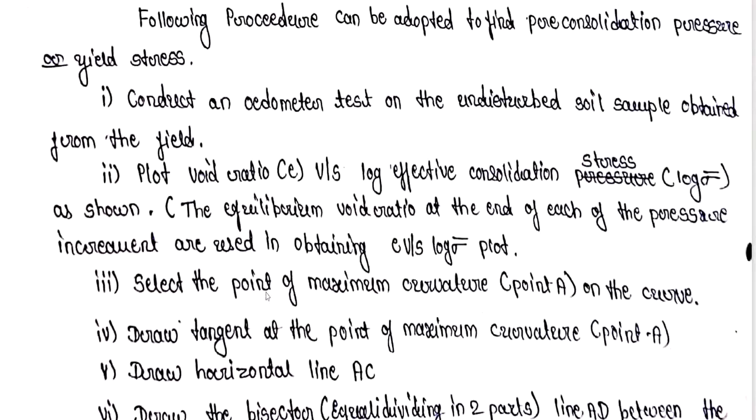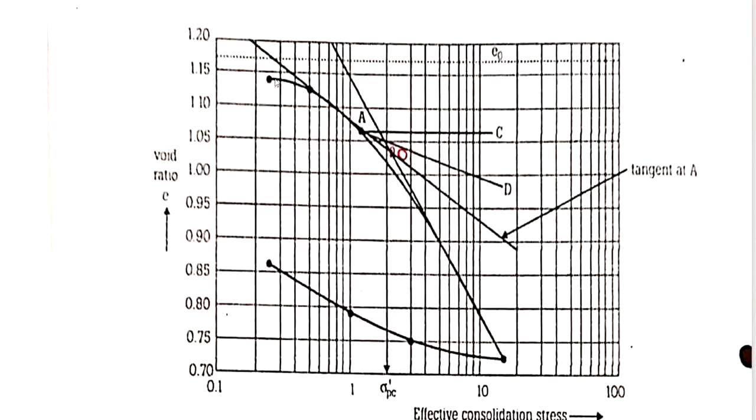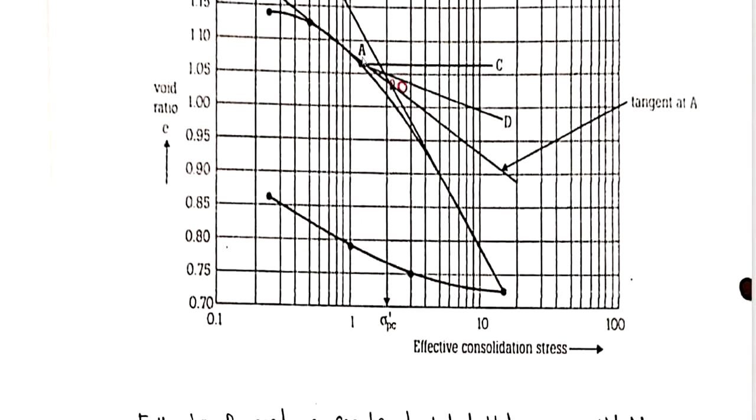Select the point of maximum curvature, point A, on the curve. You can see over here, if you observe this particular curve, the point of maximum curvature, from this point only the maximum curvature starts. So we have to select the point where we can find the maximum curvature in the curve. I have marked it as point A.